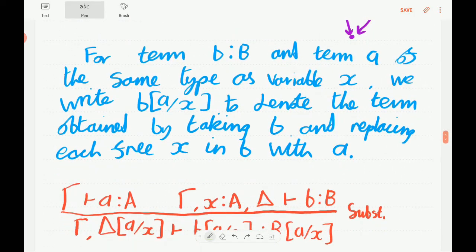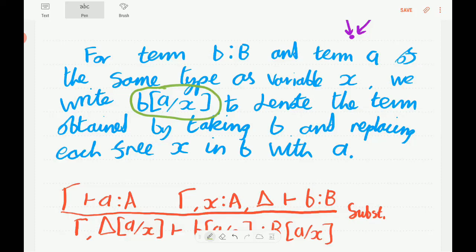Okay, so another structural idea is this idea of substitution. We've already discussed this before when I was talking about a simple type theory, and I think the idea is basically very similar in dependent type theory. So basically, if we have a term little b, and we also have a term little a, and a variable little x, and a and x have the same type, then when we write b[a/x], what that means is it's the term we get if we take little b and then replace every free occurrence of x with a.